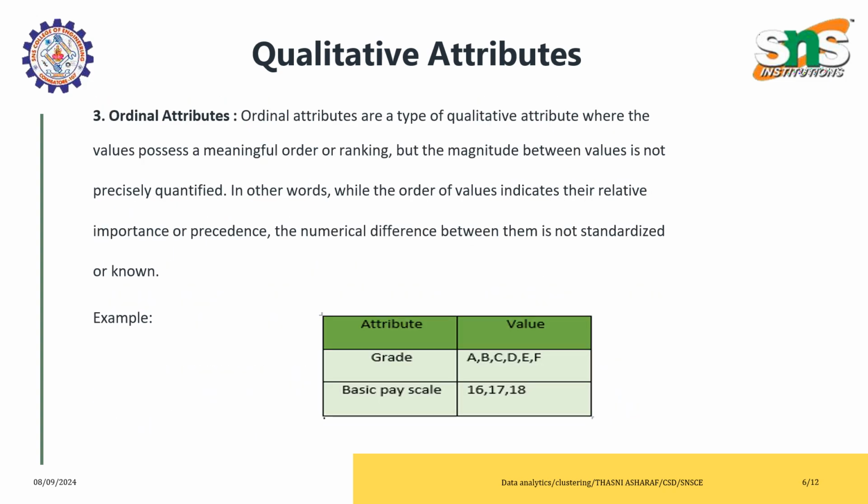Next are ordinal attributes. Ordinal attributes are a type of qualitative attribute where the value possesses a meaningful order or ranking, but the magnitude between values is not precisely quantified. In other words, while the order of values indicates their relative importance or precedence, the numerical difference between them is not standardized or known. Example: grade A, B, C, D, F.